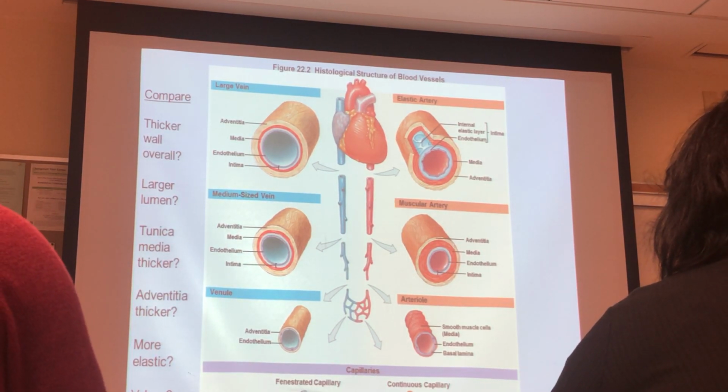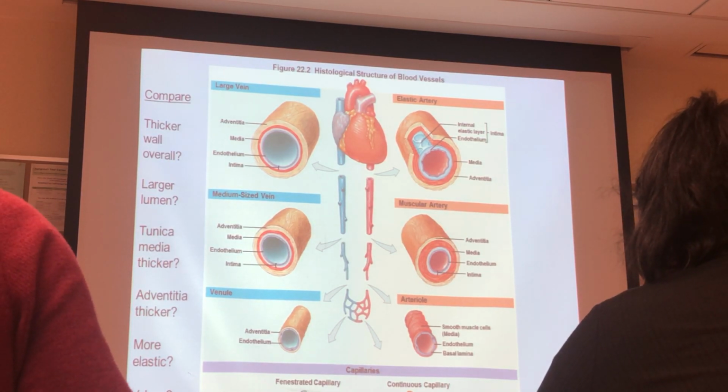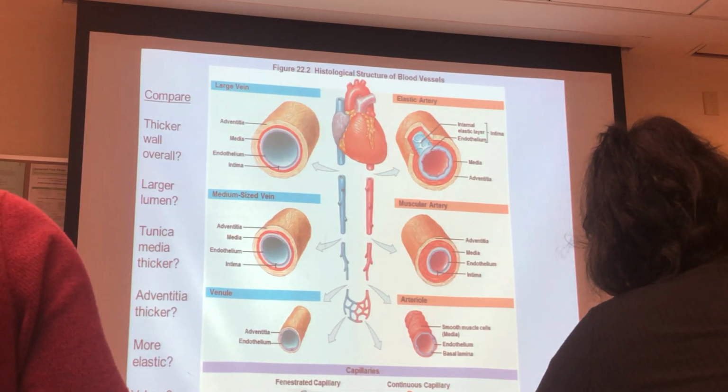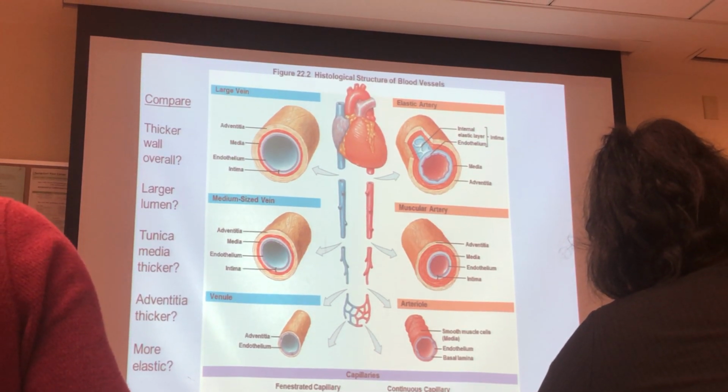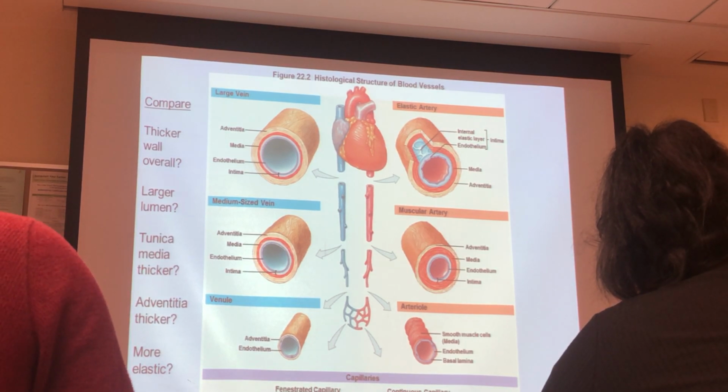Which one has the outer? So adventitia is the externa, the outside. Which one's externa? Yeah, externa is more developed in veins. And this is because they lack a thick media, so their rigidity, their structural integrity, comes from the tunica externa.